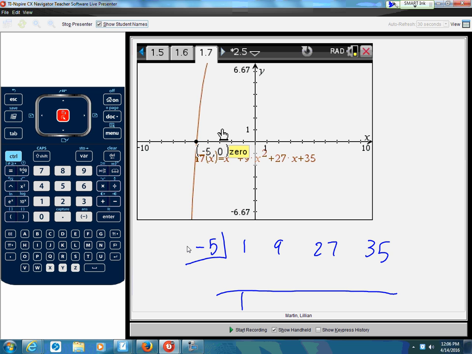Okay, I bring down the 1. I multiply. That's -5. I add. I get 4. Multiply. I get -20. Add. I get 7. Multiply. I get -35. Add. I get 0. So it does work. And you would have to show this.